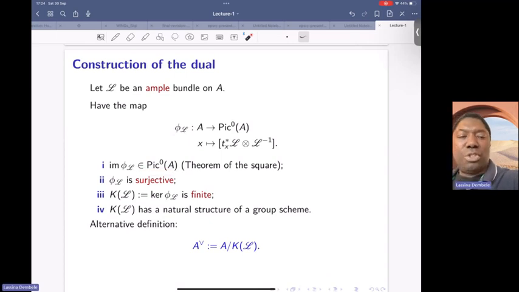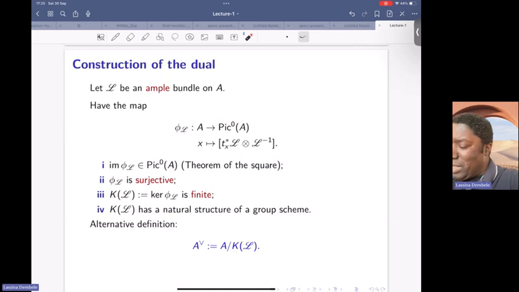And one thing that you can show is that this map is surjective, and you can show that it has finite kernel. And of course, this kernel has a natural structure of a group scheme. So in other words, what that means is that this map that we just defined would be surjective, but remember that this is essentially a dual.